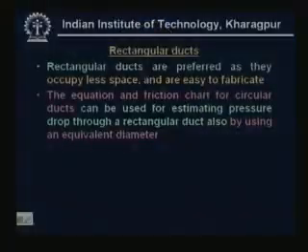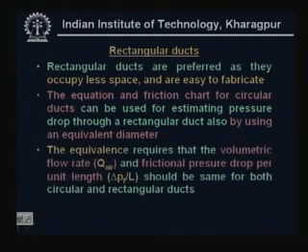So, since rectangular ducts are most widely used, we would like to find out what the friction losses in rectangular ducts are. The equations and friction charts for circular ducts can also be used for estimating pressure drop through rectangular ducts by using an equivalent diameter. So, if you use an equivalent diameter in place of the circular diameter, then you can use the same charts and equations that you have used for circular ducts. What do we mean by equivalence? Here the equivalence requires that the volumetric flow rate and frictional pressure drop per unit length should be the same for both circular and rectangular ducts. So, this is the condition for equivalence.